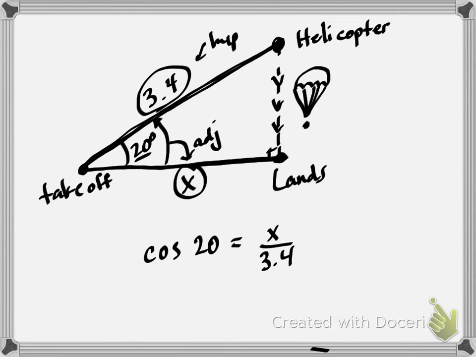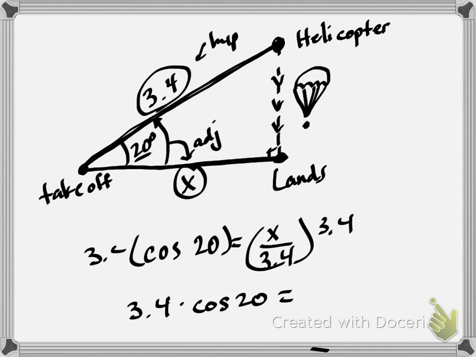This one's pretty easy. We're just going to multiply both sides by 3.4. And it will cancel out that 3.4 on the bottom, and then we'll just have x. So we're going to plug that into our calculator and see what we get. When I plug it in my calculator, I get 3.19 is equal to x. So she is 3.19 kilometers away from her starting position where the helicopter took off. Make sure also that you know that this answer should be rounded to the nearest hundredth.